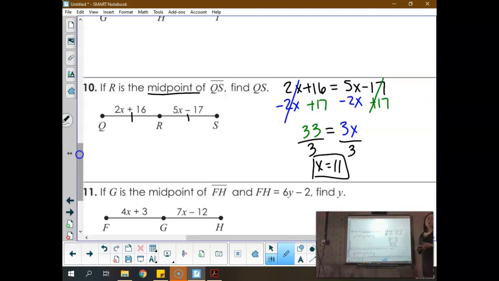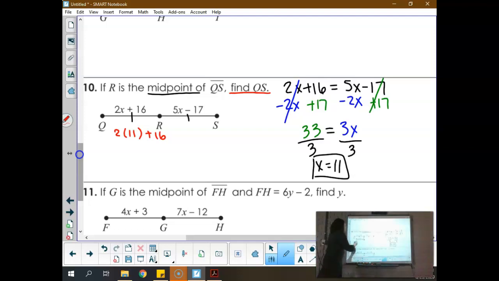Now the question is, am I done? No, not done. It doesn't say just solve for x. It says find QS. Luckily, these two are the same. So do I really have to plug it in twice? The answer is no, I don't. I'm just going to plug it in on this side. So 2 times 11 plus 16. The reason I'm only going to plug it in on one side is because this is the same thing. Why do more work if I don't have to?